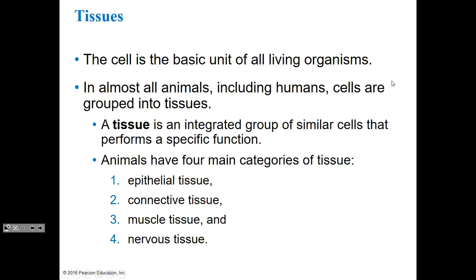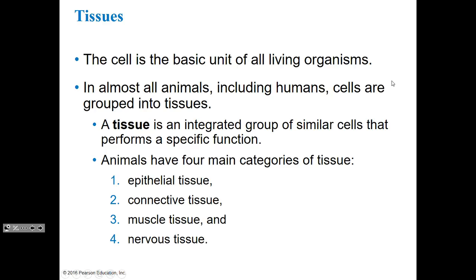So the cell is the basic unit of all living organisms, so we already talked about that. So in almost all animals, and humans are included, cells are grouped into tissue. So tissue will be the first thing we talk about. And there are four main categories of tissue. So we'll talk about what each category is. And then these four things will make up all, really, organs in our body. So different combinations of them, different layers or whatever, but these are the tissues that will make up organs in animals. So we have epithelial tissue, connective tissue, muscle tissue, and nervous tissue.